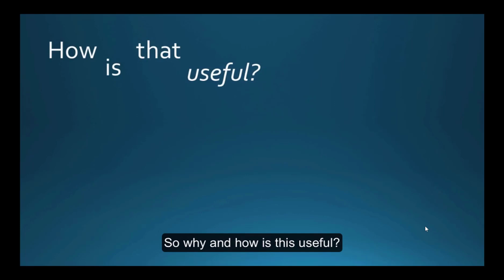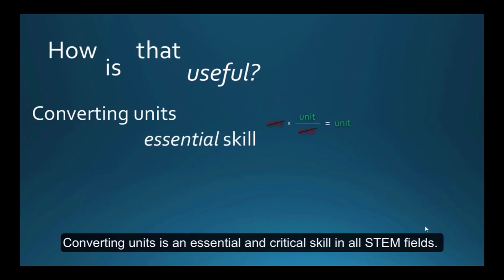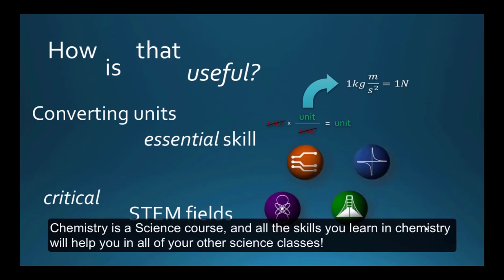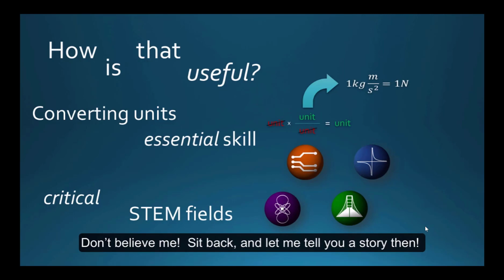So why and how is this useful? Converting units is an essential and critical skill in all STEM fields. STEM stands for science, technology, engineering, and mathematics. Chemistry is a science course, and all the skills you will learn in chemistry will help you in all of your other science classes. Don't believe me? Sit back and let me tell you a story then.